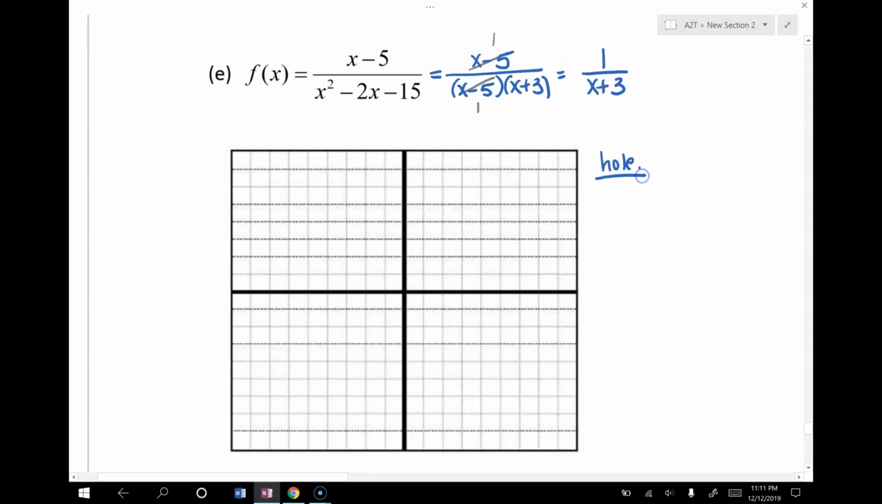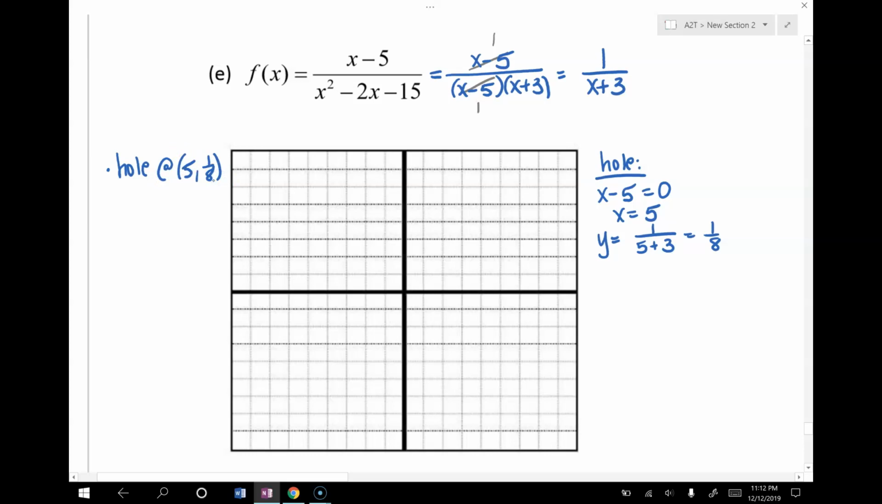We need to take the canceled factor and set it equal to 0. So our hole is at x equals 5. We then need to take that and substitute it into this simplified equation to find the corresponding y value. This is going to be so fun to graph. Our hole is at 5, 1/8. Easy peasy. We got that.